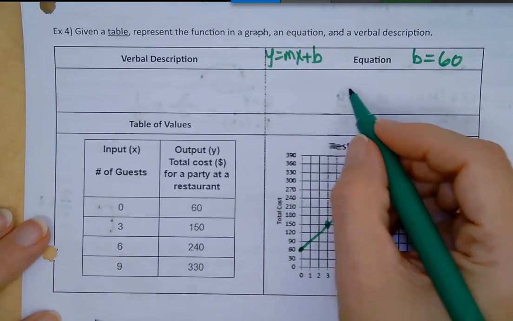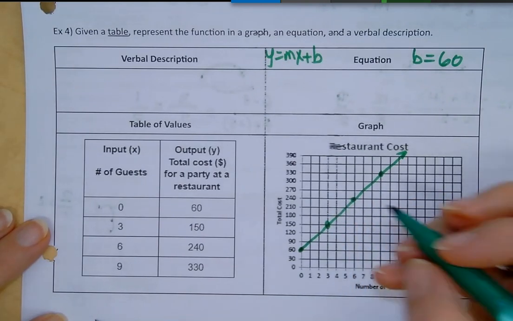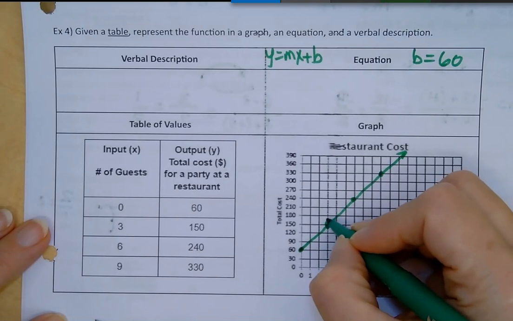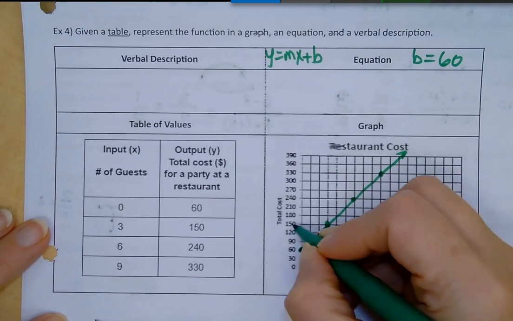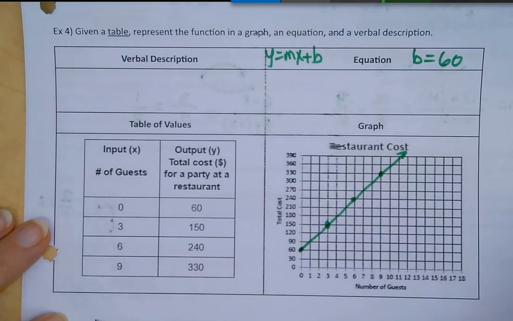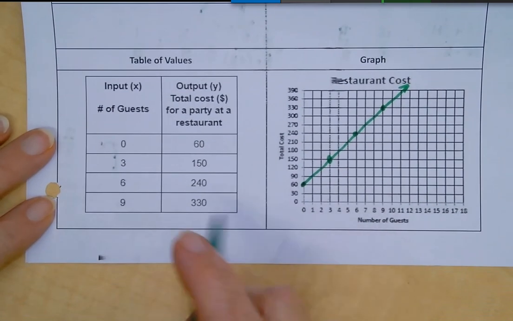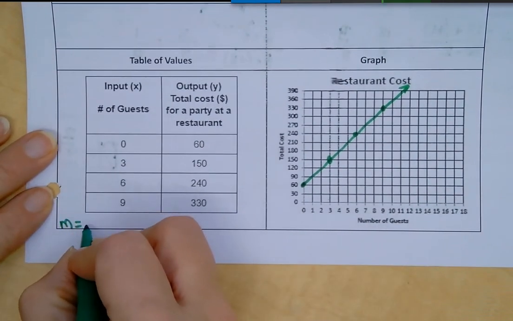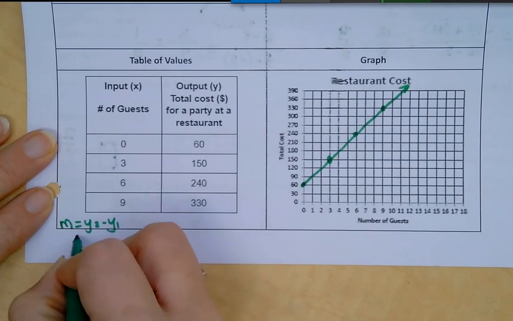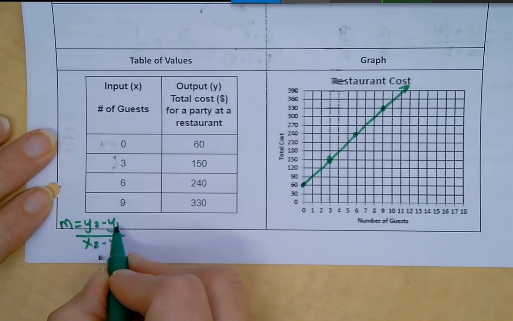So I've got to come up with my equation. Normally we figure rise over run. But when I look at this, if I go up, I'm not just going up 1, right? 150 to 180, I'm really going up 30. So that's just a little more complicated than I want it to be. I'm actually going to pick 2 of these points, and I'm going to use my slope formula. Remember, the slope formula is m equals y sub 2 minus y sub 1 all over x sub 2 minus x sub 1. Second y minus first y all over second x minus first x.